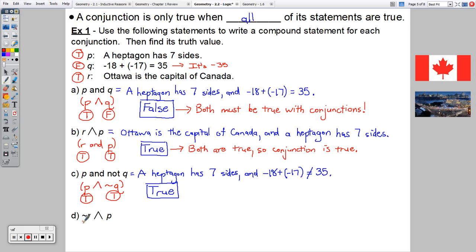And then down here, not R and P. So I'm going from symbols to words instead of words to symbols. Not R. Since R is true, not R would be false. It's the opposite of that. And since P is true, I would have true down here. So let's write out what we got. Not R would be Ottawa is not the capital of Canada.